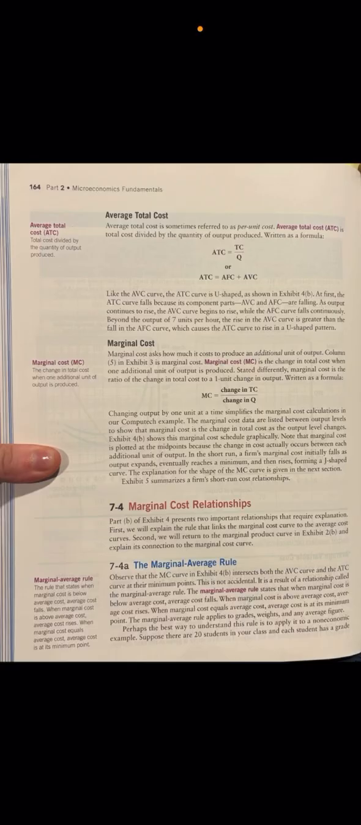Average total cost. Average total cost is sometimes referred to as the per unit cost.